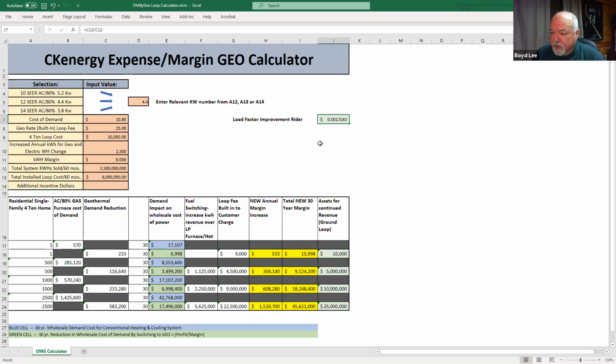Now down below, you see that in this first column, I've used one unit. At the end of that, it's an annual margin increase of $533.